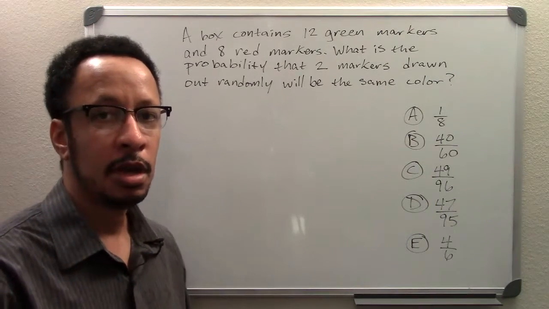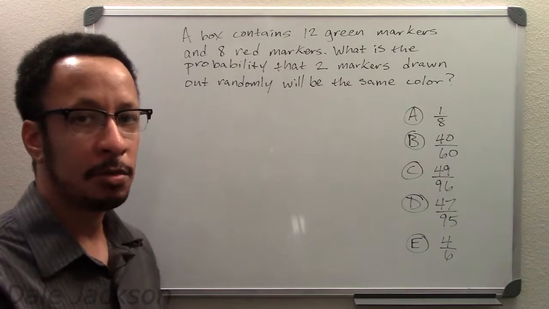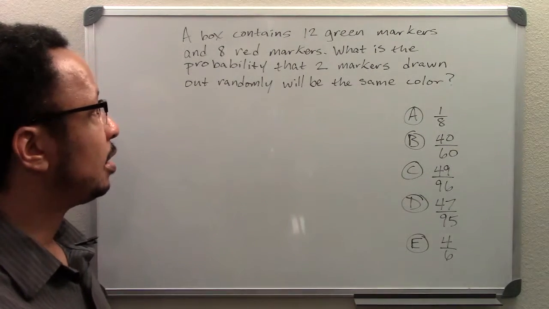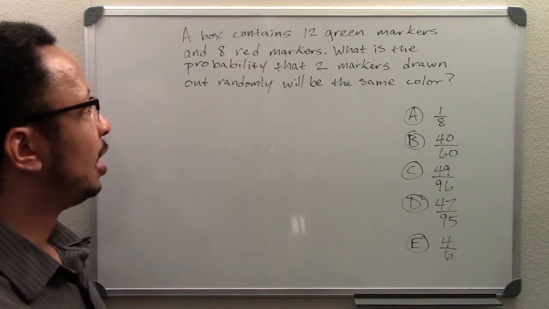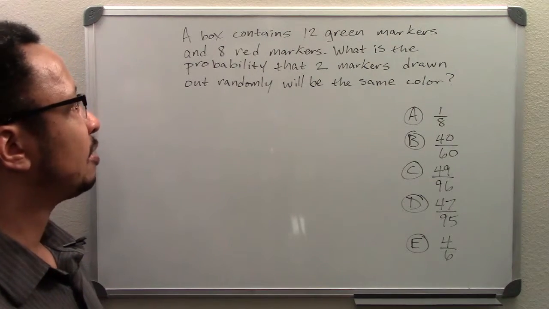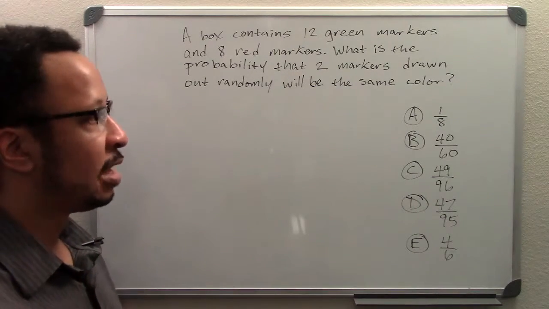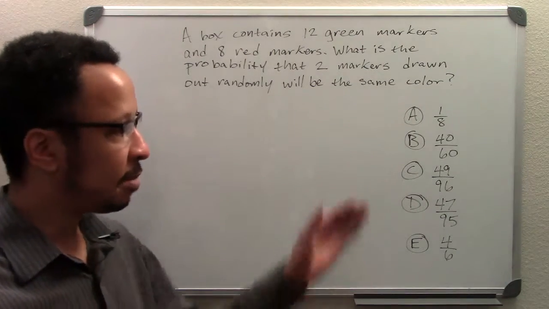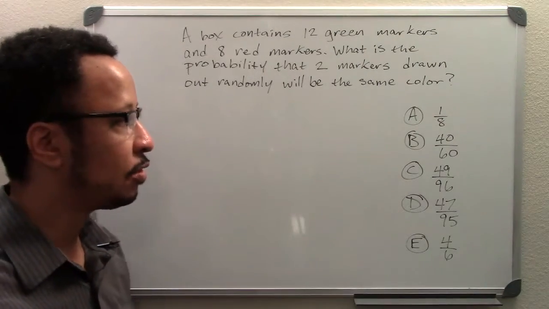Hello everyone. In this video I'll be talking with you about a math problem. This math problem is a probability problem, and the question is, a box contains 12 green markers and 8 red markers. What is the probability that two markers drawn out randomly will be the same color? We have some multiple choice answers that we can choose from.